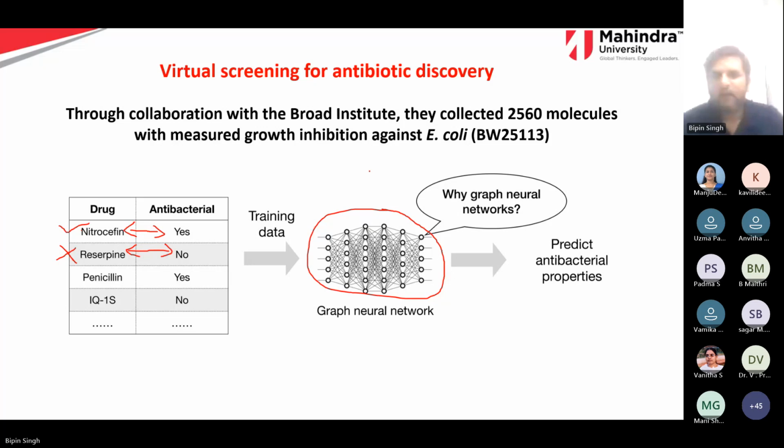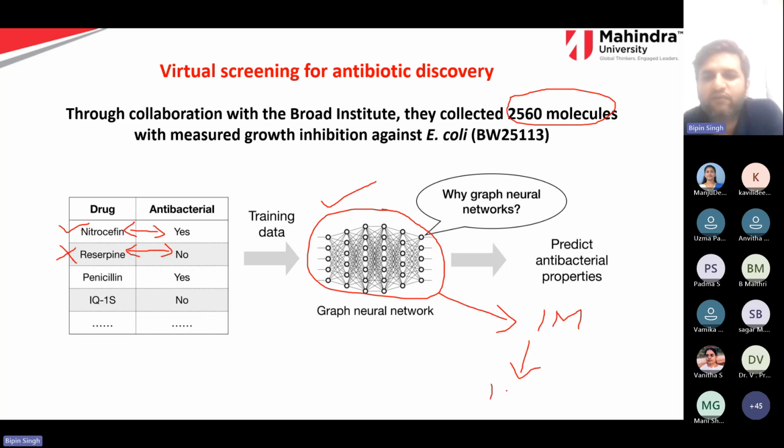So I have spent very little money on testing these 2560 molecules. But now, once I build this model, I can use it to screen, suppose, 1 million compounds. And from this 1 million compounds, I can say, okay, these are the top 100 molecules. You should go for testing. So it's a great piece of work which was done by them.